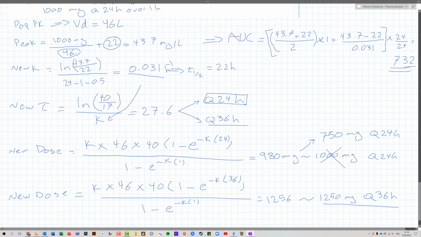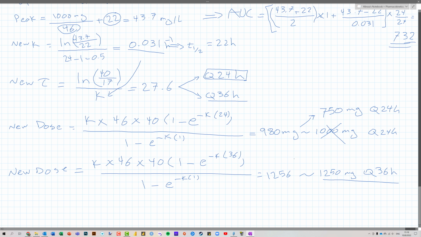So this is also toxic. It matches. We had a trough of 22, everything is toxic, it's supratherapeutic, and we have an AUC that agrees that the dose of 1000 milligram every 24 hours is toxic. Now let's continue, go back and test the 1250 milligram every 36 hours.